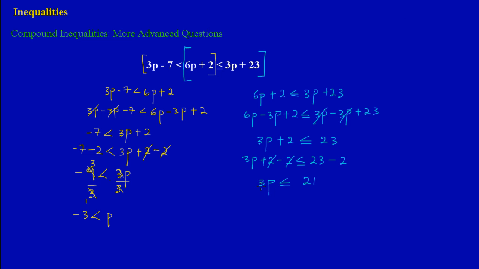So to isolate my p, when I look at it, 3 is multiplying p. So I must divide through by 3, which is the opposite of multiplication. So 3 will cancel 3. So I'm left with p is less than or equal to 3 into itself goes once, and 3 into 21 goes 7 times. So p is less than or equal to 7.